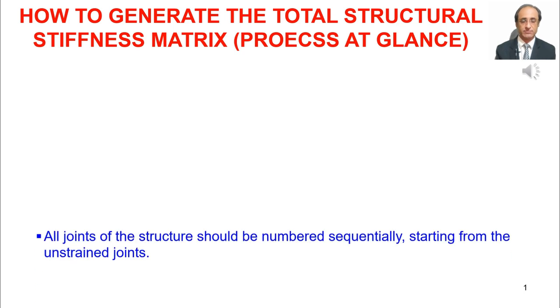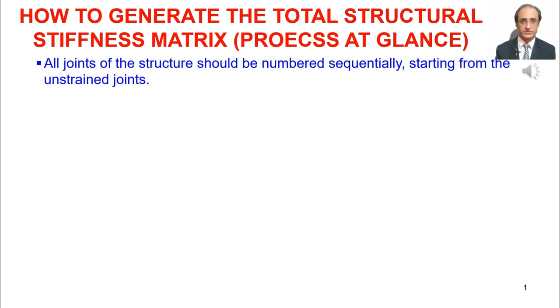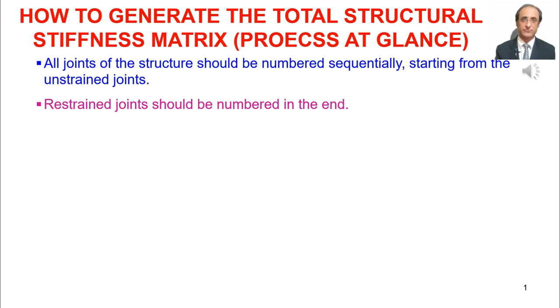So the first step is that we have to number all the joints of the structure sequentially, starting from the unrestrained joints. The restrained joints, they have to be numbered in the end. Right now we are assuming that the restrained joints are fully restrained. Later on we will make provision for partial restraining such as hinges or rollers, and we'll also make provision for internal hinges.